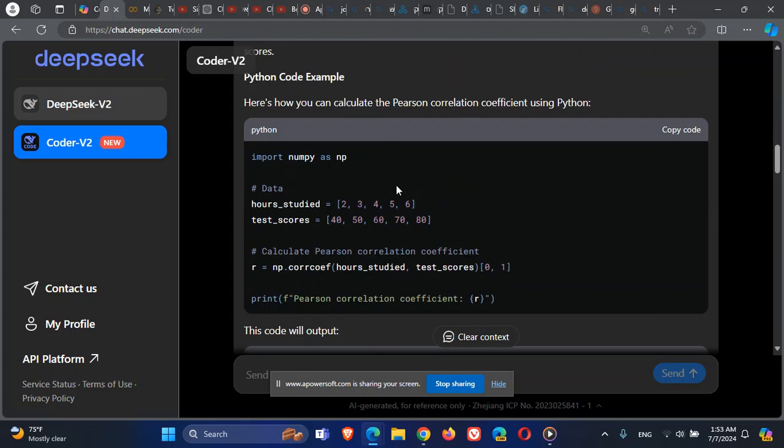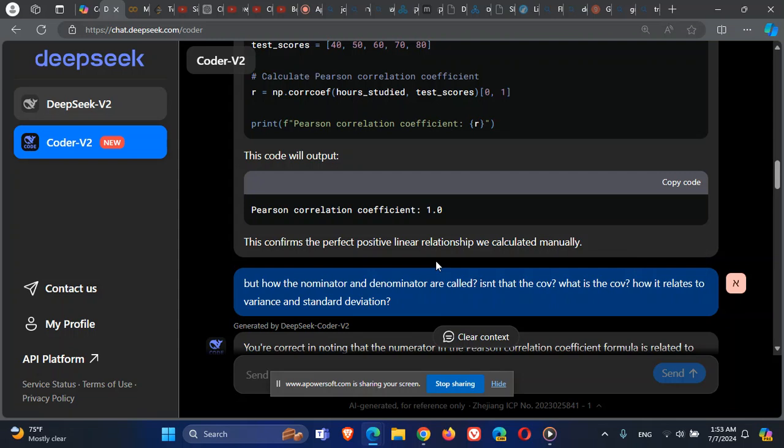We can also do it in Python, using np.corrcoef to calculate the Pearson correlation coefficient between two data sets, and you can see the Pearson correlation coefficient is, as we got, 1.